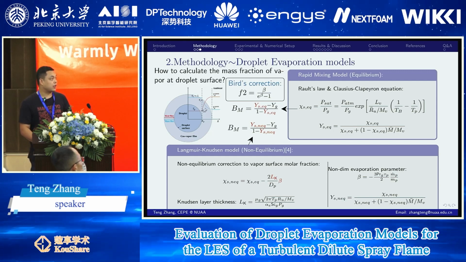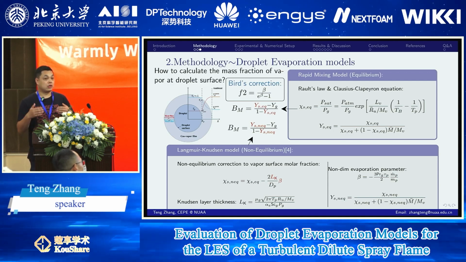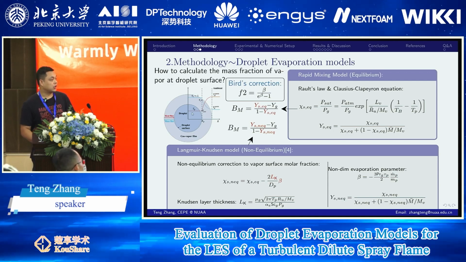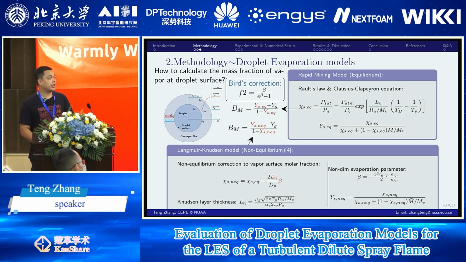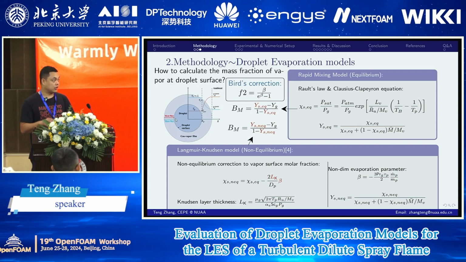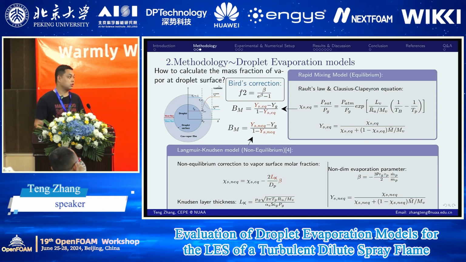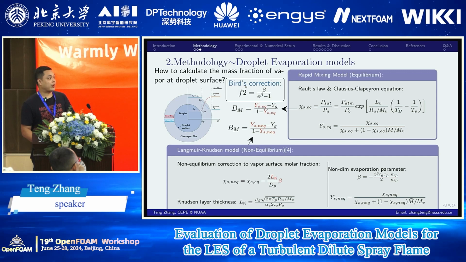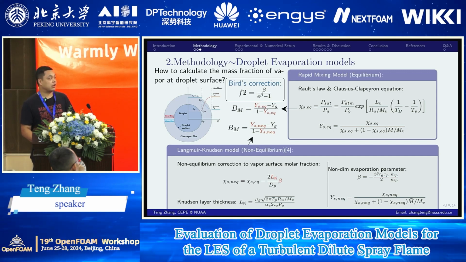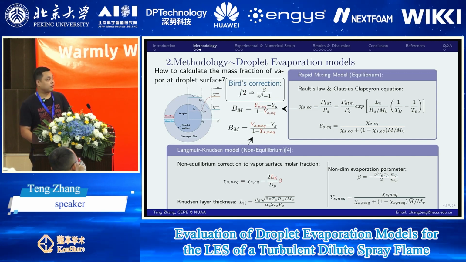Another question is the correction of Stefan flow. We can see the mass flux and the heat flux are opposite, so we should correct the heat transfer because they are in opposite directions. One popular solution is to use the Abramzon-Sirignano correction. The correction factor F2 in the heat transfer equation can be written in this formula.